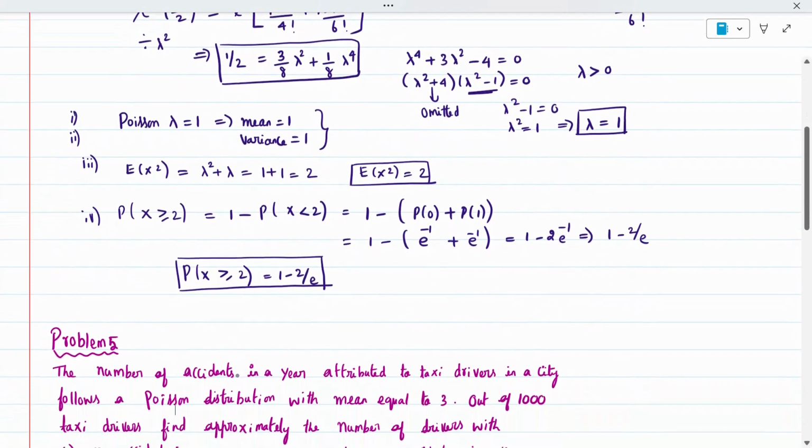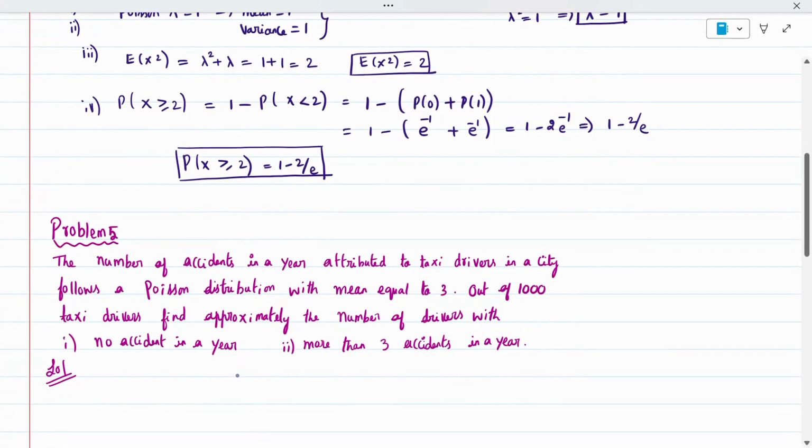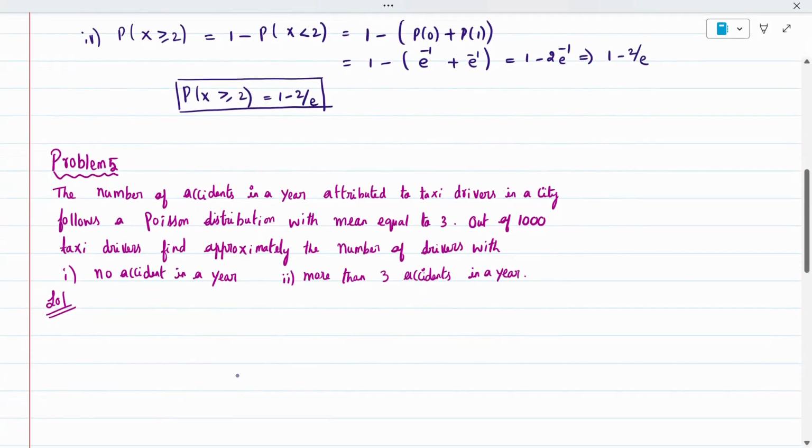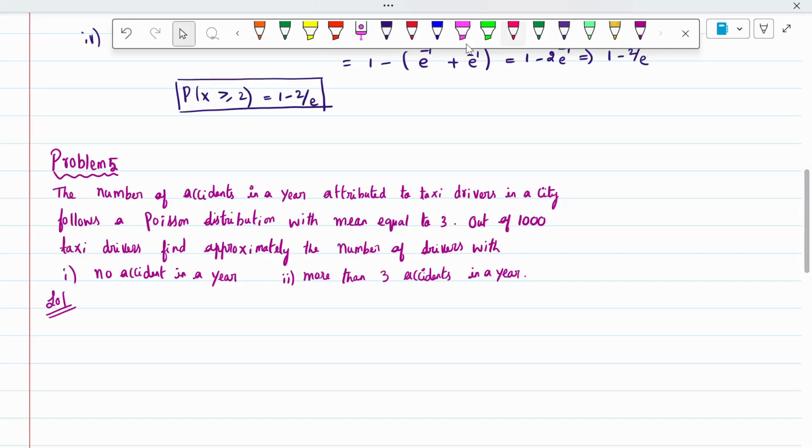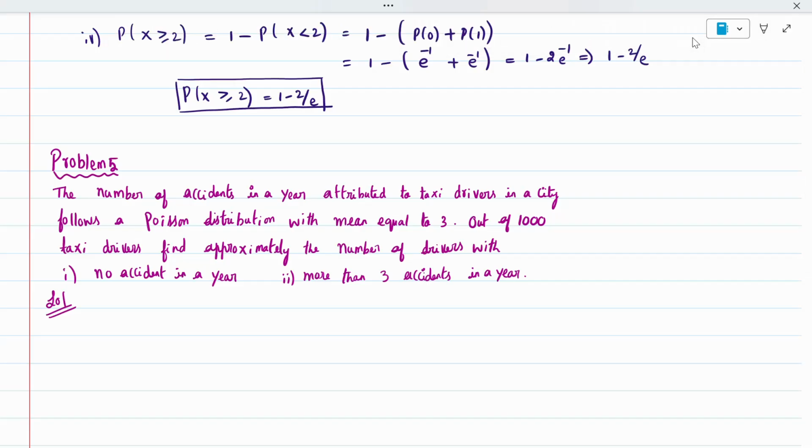A fifth question. So what is our fifth question? The number of accidents in a year attributed to a taxi driver in a city follows a Poisson distribution with mean equal to 3. Out of 1000 taxi drivers, find approximately the number of drivers with no accident in a year, and more than 3 accidents in a year. So we have to calculate this.